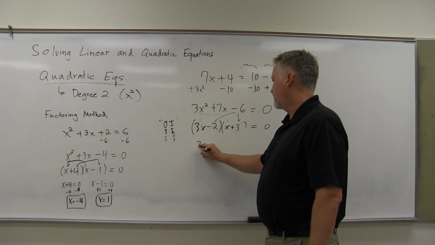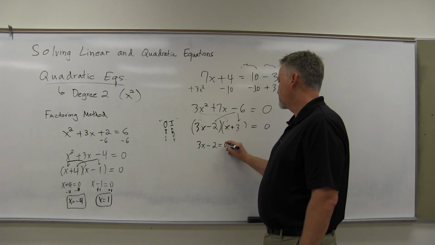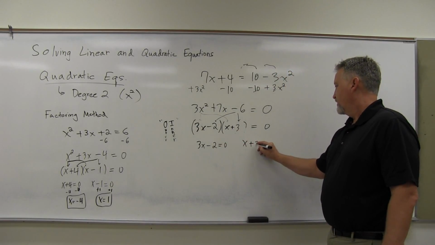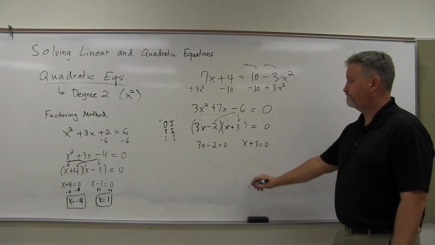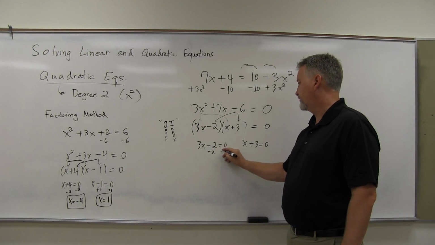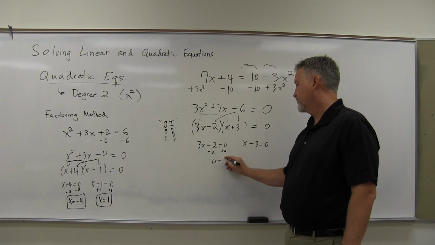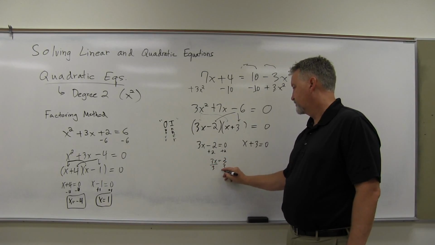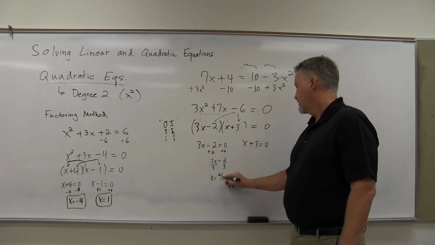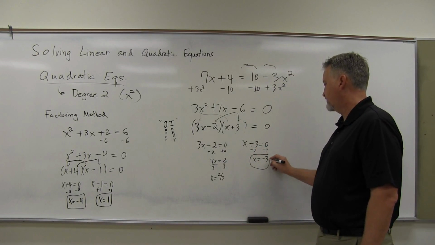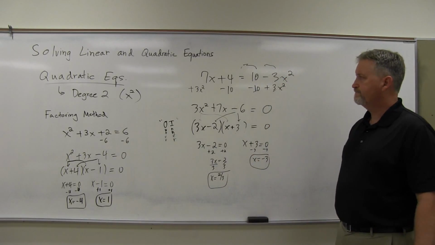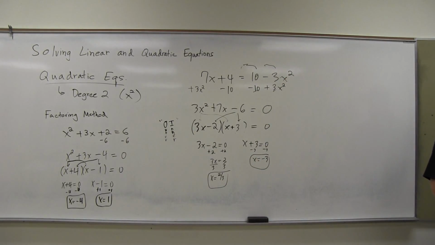All right, so then we've got the product equal to 0, so set the two factors equal to 0. We add 2, divide by 3 here, so x is 2/3. Subtract 3, x is negative 3, so those are our two answers on that one. Okay? All right, so that's one other one on the factoring method.